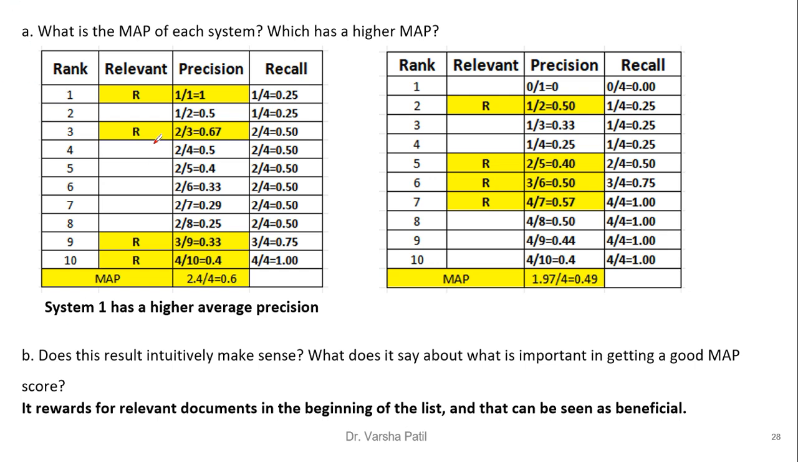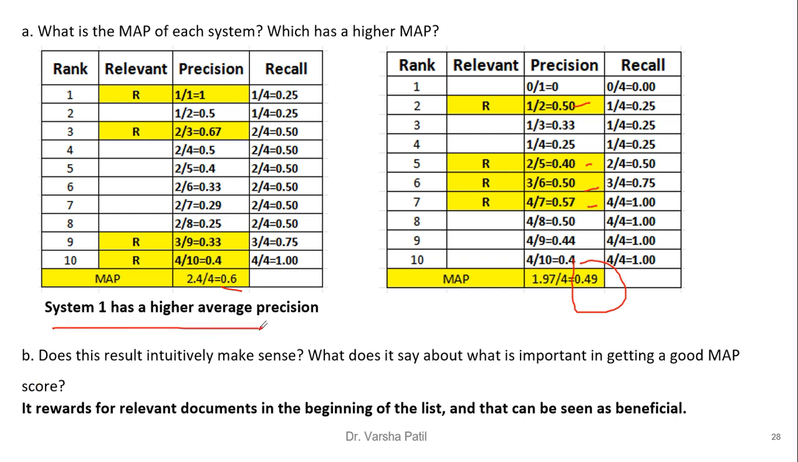So in 1 to 10, 4 documents are relevant. We will calculate the precision, and I have highlighted the precision at each particular recall, at each relevant document retrieval, to get the MAP score. So we are taking the average of 1, 0.67, 0.33 and 0.44 to get an average of 0.6. Here we are taking the average of 0.50, 0.40, 0.50, 0.57 to get an average of 0.49.